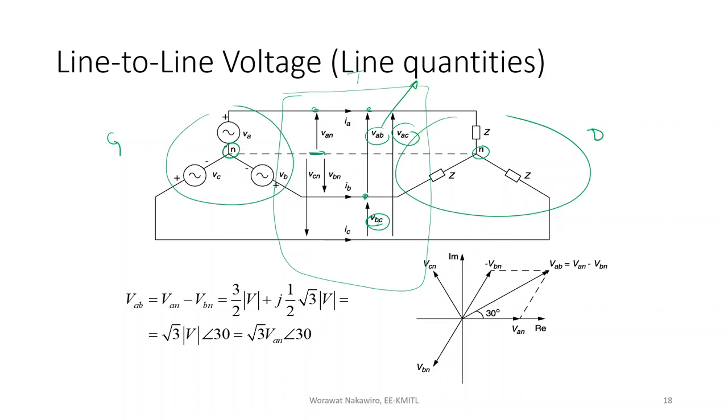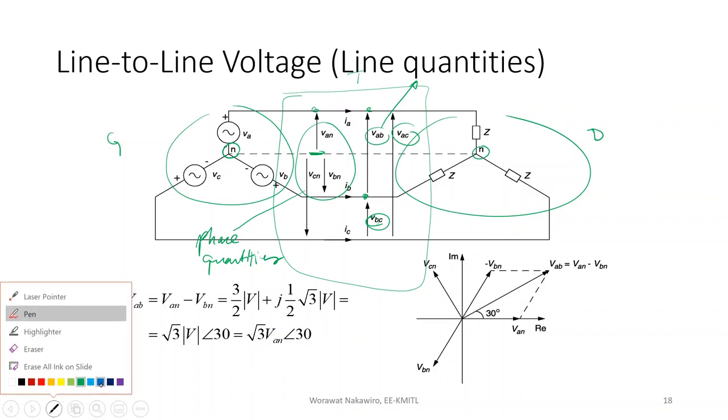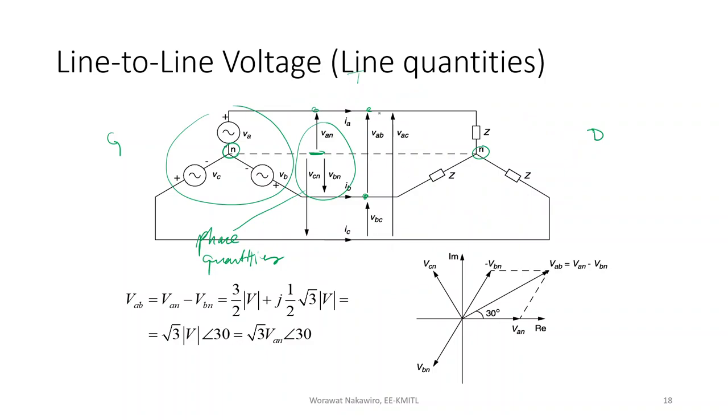VBN, the arrow is shown pretty clearly, right? The direction of the arrow means that the potential is higher than at the other end of the arrow. VBN, VCN, all these three are called phase quantities. Let me change the color for you. These three quantities are called line quantities.